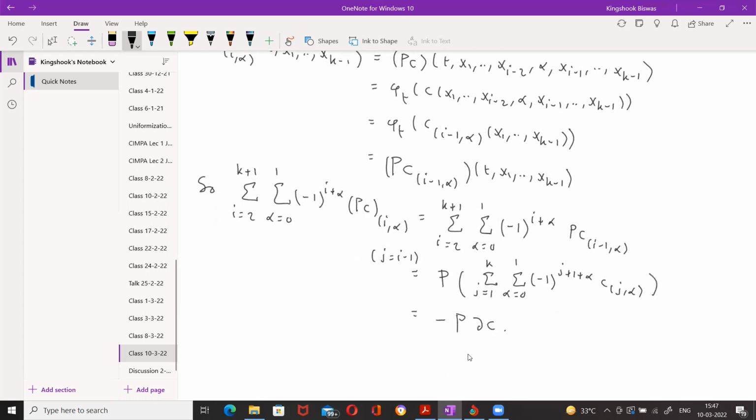Yes? Okay. So finally, adding up, we get that the boundary of PC is equal to GC minus FC minus P of boundary C. So this is the boundary of the prism. All right.